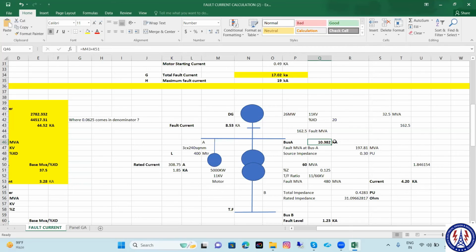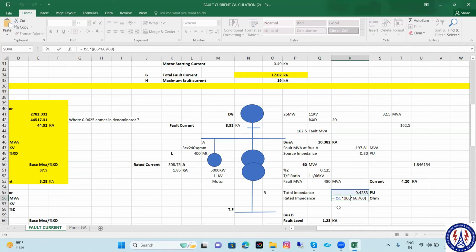Okay. So now this is the fault current at the input side. So the fault MVA will be √3 into fault current into the voltage. Source impedance will be base MVA divided by fault MVA. Base MVA is the transformer MVA, which is 60 MVA. My transformer impedance is 0.1125. So both impedances will be added. Here I have added the source impedance plus the transformer impedance.